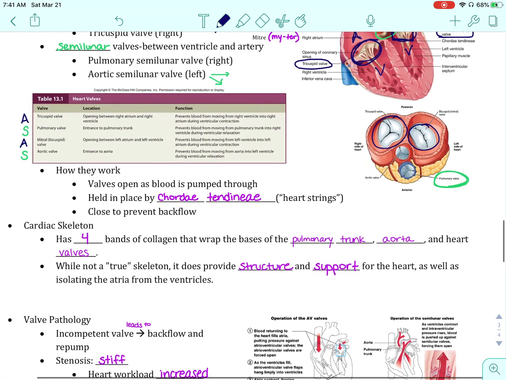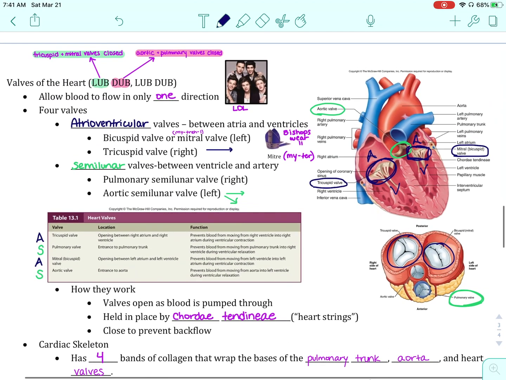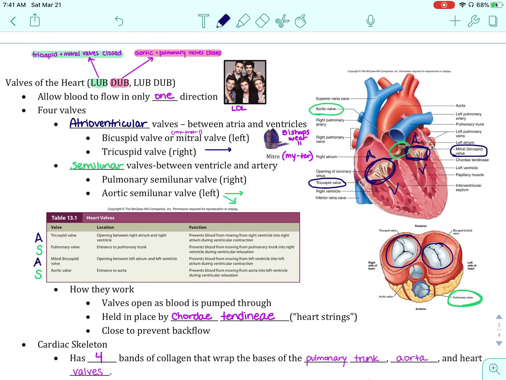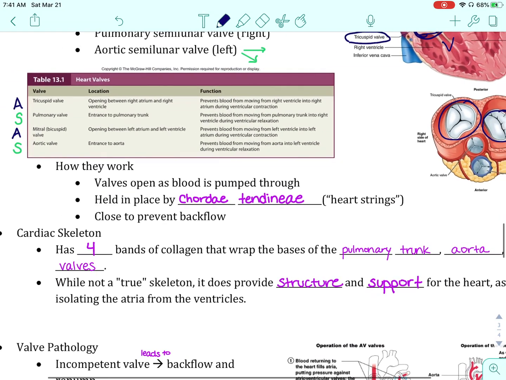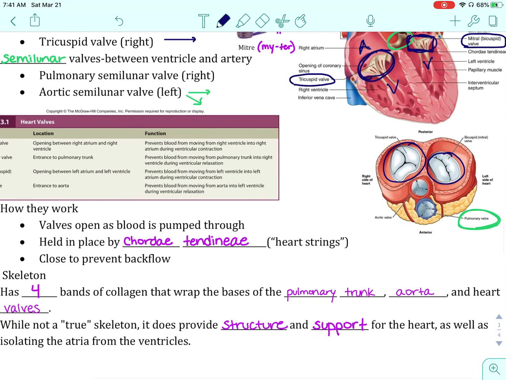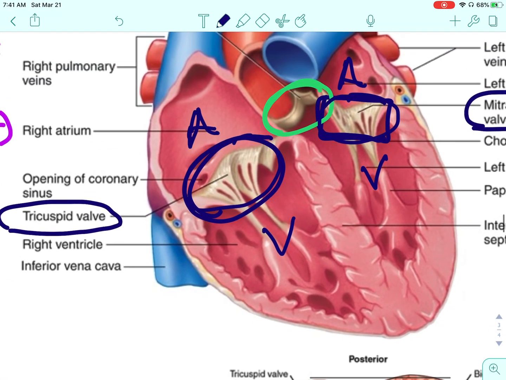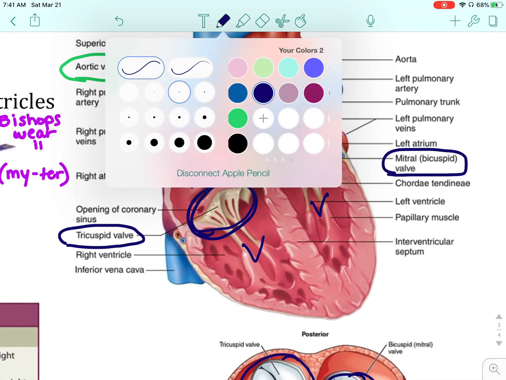Okay. So the valves are designed so that your blood will only flow in one direction, like I said earlier. The valves open as blood is being pumped through, and they're held in place by these things called heartstrings, or the chordae tendineae. Here are the heartstrings. You literally do have heartstrings.